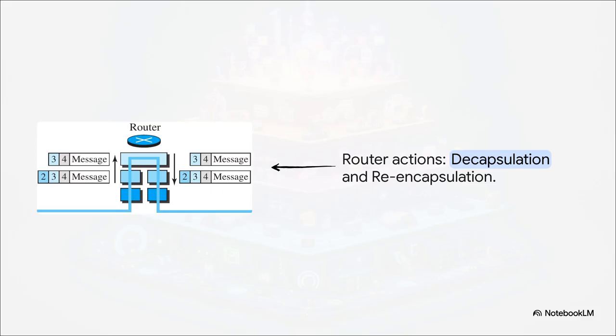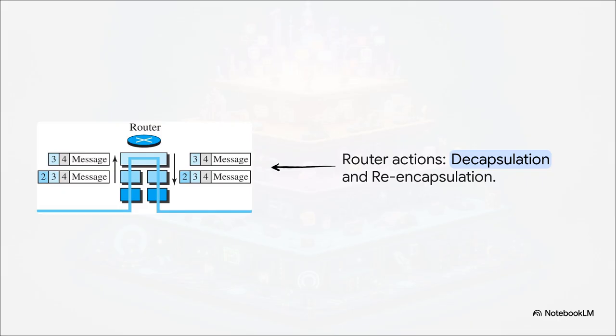Now watch what happens when that data hits a router in the middle of its journey. The router receives the raw bits at the physical layer and passes them up to the data link layer. The data link layer decapsulates the frame, meaning it strips away the layer 2 header and trailer and passes the datagram up to the network layer. The network layer reads the layer 3 IP header just long enough to find the next hop destination.